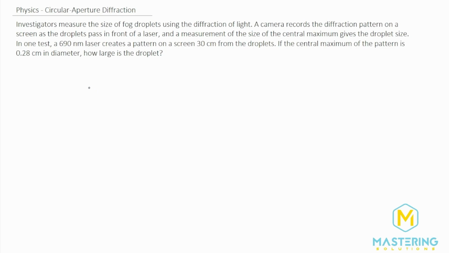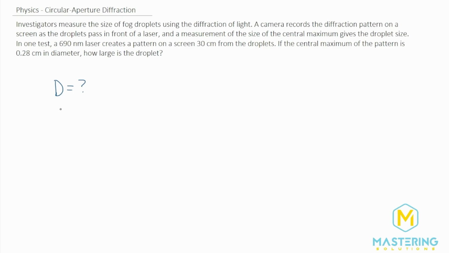And in this case, what we're trying to solve for is D. Because what's happening is these fog droplets are passing in front of the laser, and the laser diffracts as if it was a circular aperture.